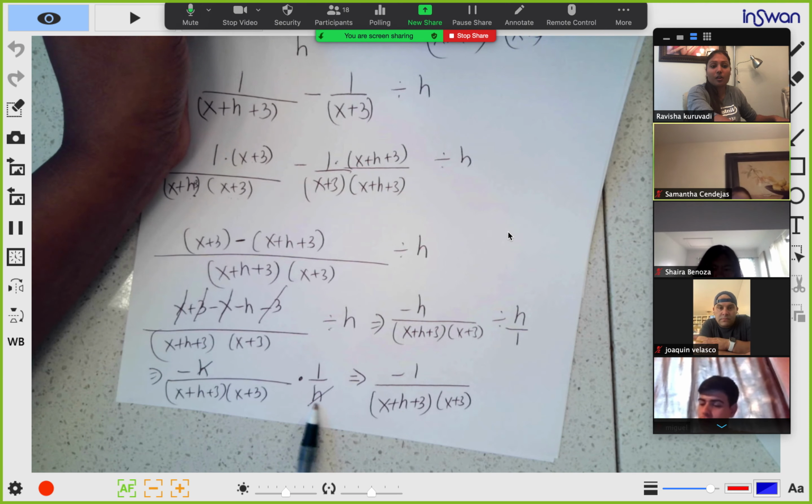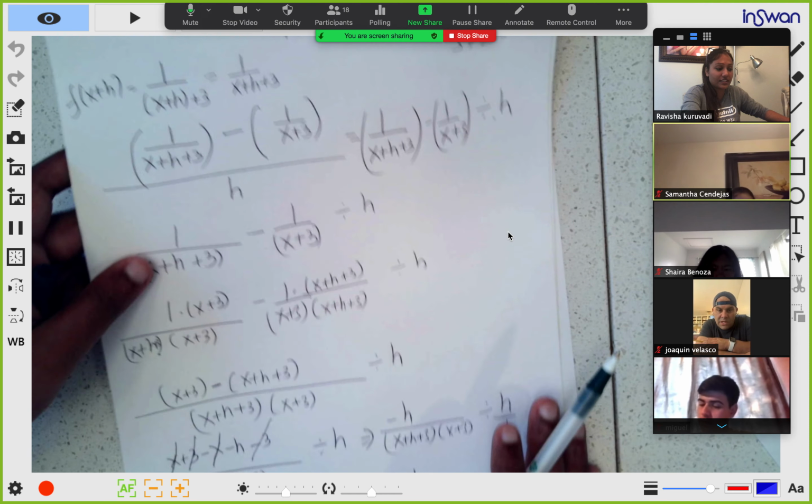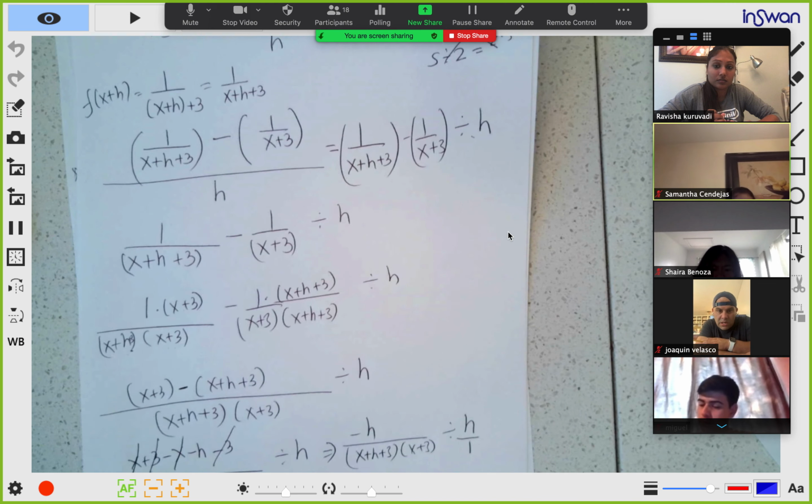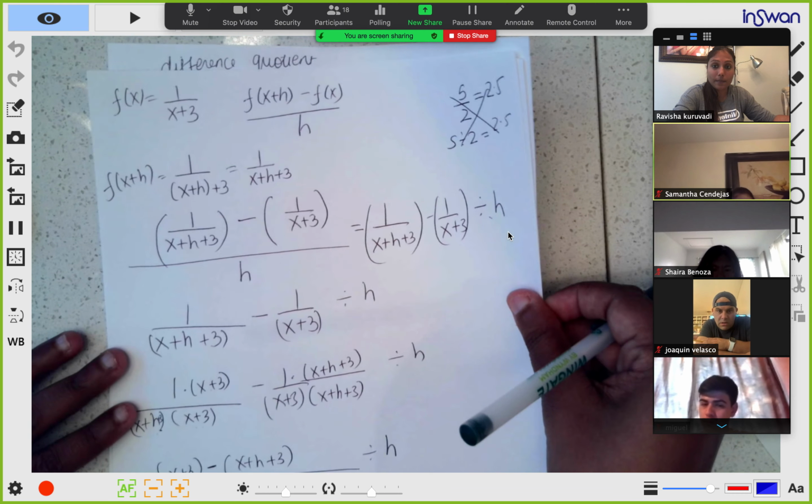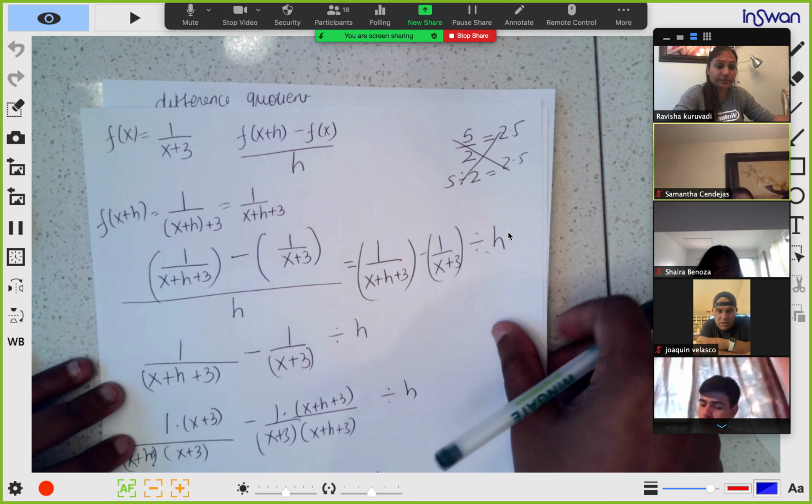Any doubt with this problem? Anyone? Does anyone want me to repeat any step? This kind of problem is very important. Any doubt? Everyone got this one?